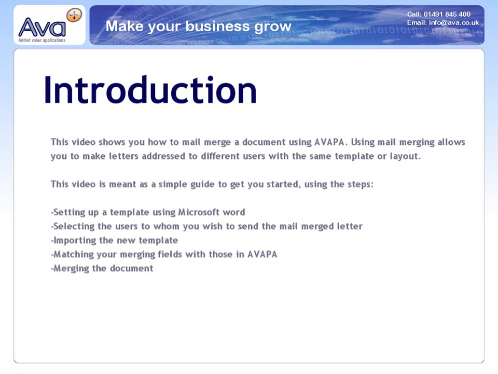This video shows you how to mail merge a document using AvaPA. Using mail merging allows you to make letters addressed to different users with the same template or layout. This video is meant as a simple guide to get you started, using the steps: setting up a template using Microsoft Word, selecting the users to whom you wish to send the mail merge letter, importing the new templates, matching your merging fields with those in AvaPA, and finally merging the document.